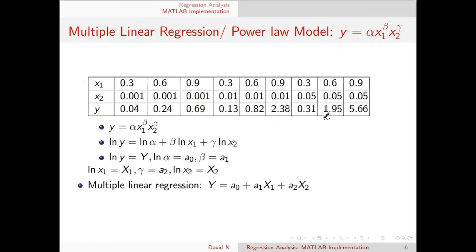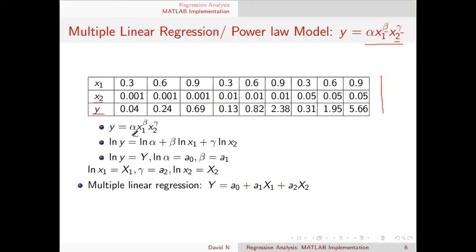Now let us consider an example for multiple linear regression where we have a power law model. The power law model is shown here. We have a constant coefficient alpha and then we have two independent variables, namely x1 and x2. x1 is raised to the power beta and x2 is raised to the power gamma. The x1 values, x2 values and the dependent variable y are tabulated here in this table.